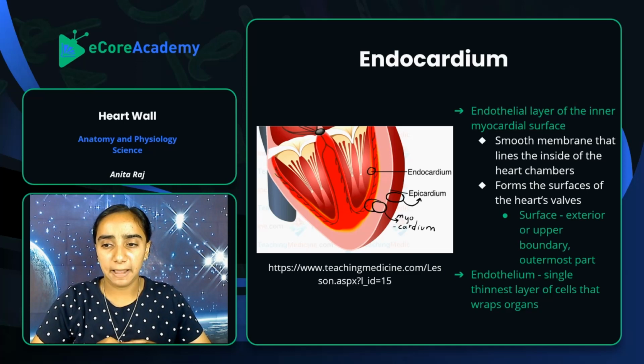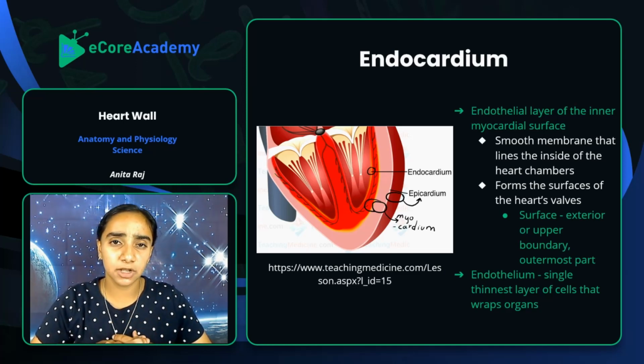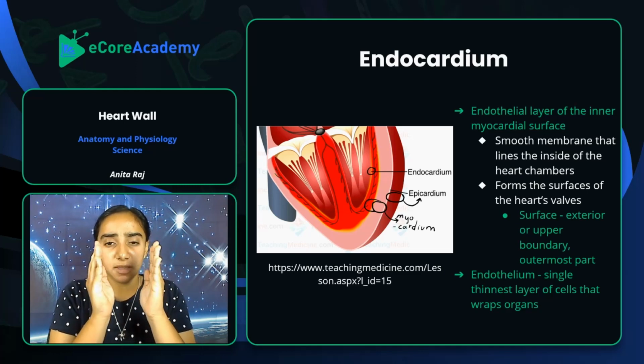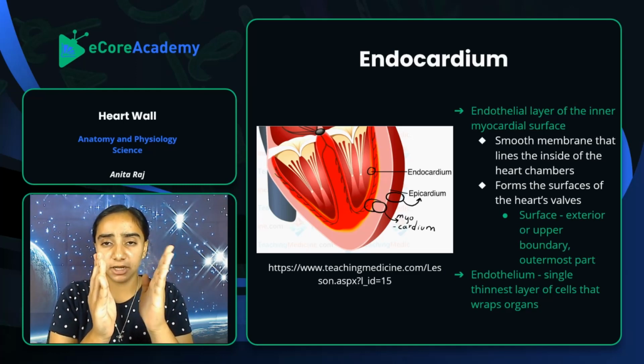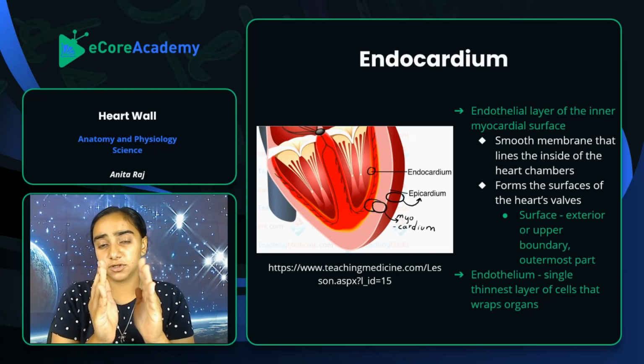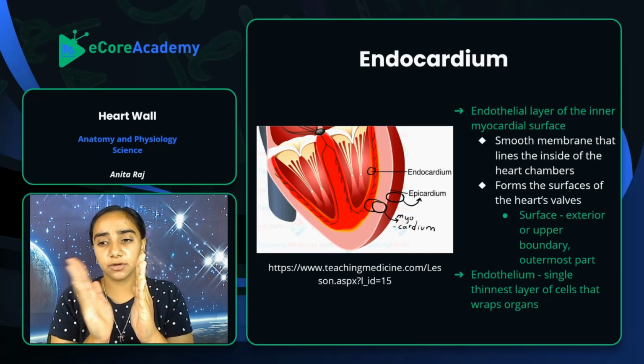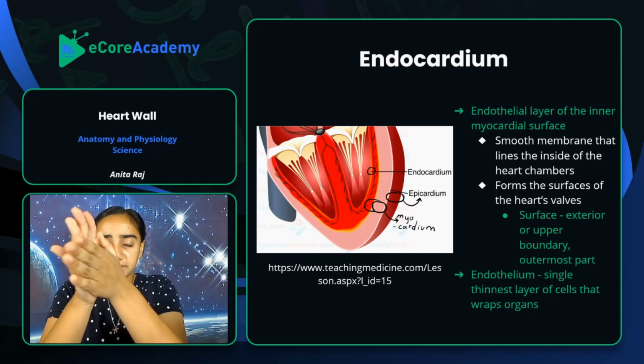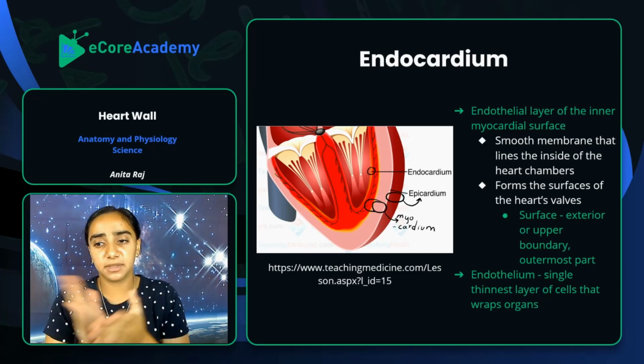So what does that mean? Well, endothelial, like I said, is that one cell thick layer of tissue, and it's the inner myocardial surface. So what it means is if this was the myocardium, and this right here was where the epicardium was, the outside of your heart, this is where the endocardium would be. So it's on the inside surface, the inside part of your myocardium. That's what the surface is.